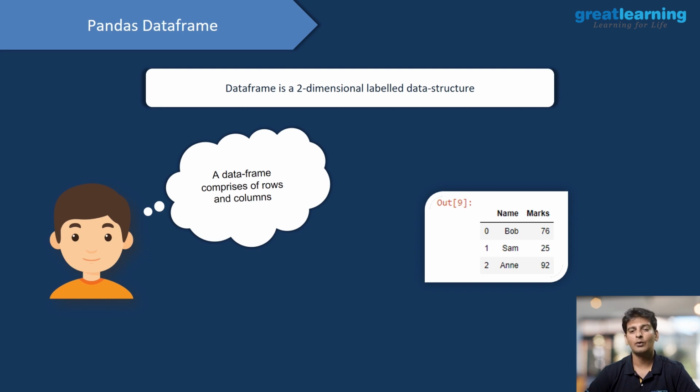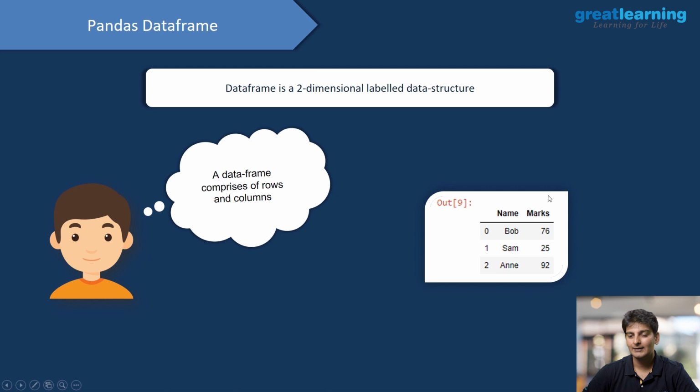Now we'll head on to the most important data structure in Python, which is a data frame. As it is stated over here, a data frame is basically a two-dimensional labeled data structure, and it comprises rows and columns. So what you see is 3 rows over here and 2 columns over here. Normally in a data frame, all of the elements inside one column have the same type. This is the name, and the names are normally strings. Bob is a string, Sam is a string, and Anne is a string, right?